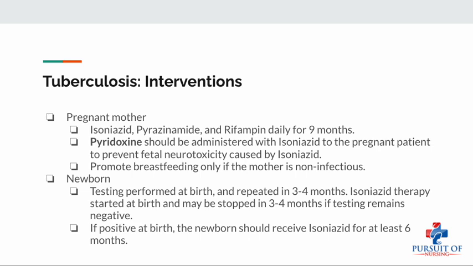Now, with the newborn, they're going to be tested for TB at birth, and then that testing is going to be repeated in 3 to 4 months. They will also start isoniazid therapy at birth. It may be stopped in 3 to 4 months if testing is negative. If that testing is positive at birth, the newborn will receive about a 6-month course of the isoniazid.